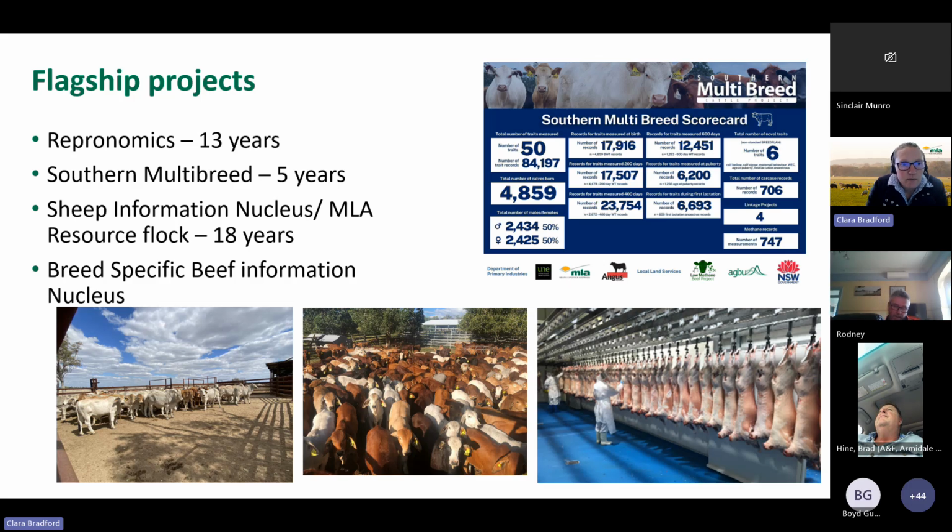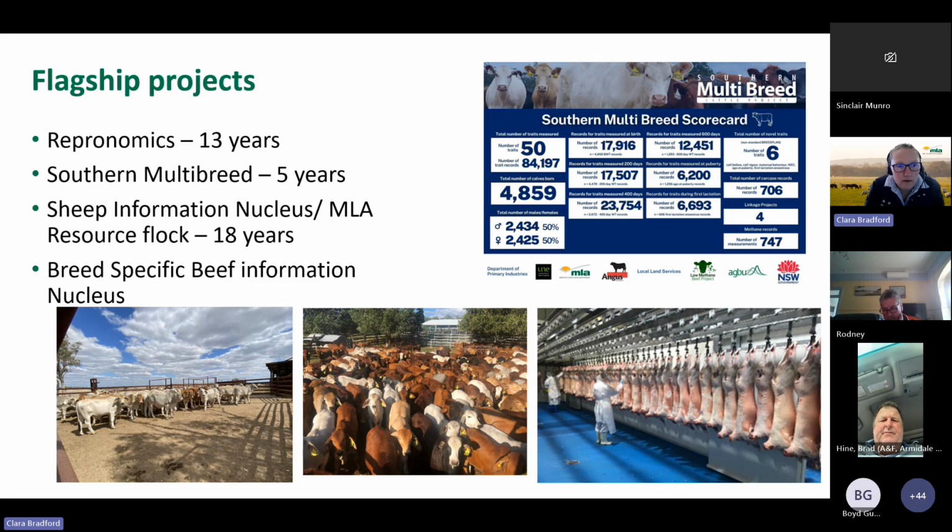And then for our sheep reference population, we've had the Sheep Information Nucleus that was originally run by the Sheep CRC, and then MLA took over that in 2012 as the Sheep Reference Flock. So it's now been running for between those two projects around 18 years. We've recorded 40,000 lambs across those projects and represented around 2,000 industry sires.